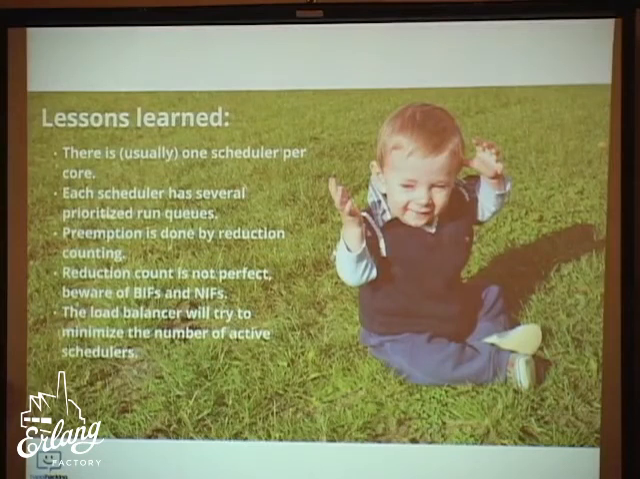Okay, so there's usually one scheduler per core. You have several prioritized run queues. Preemption is done by reduction counting. It's not perfect. And the load balancer will try to minimize the number of active schedulers. So that can be good or in some cases bad.